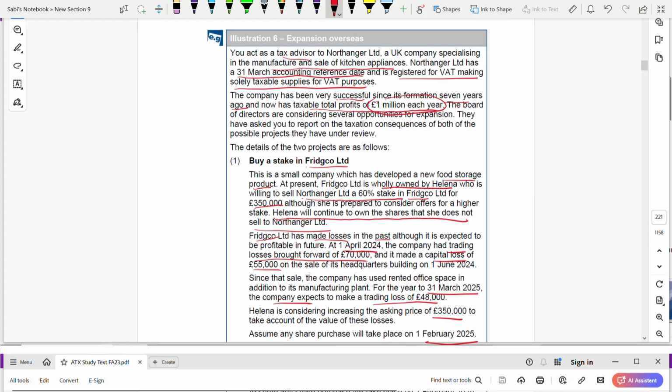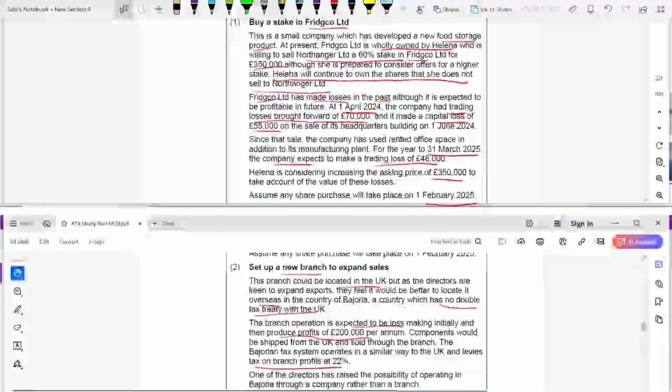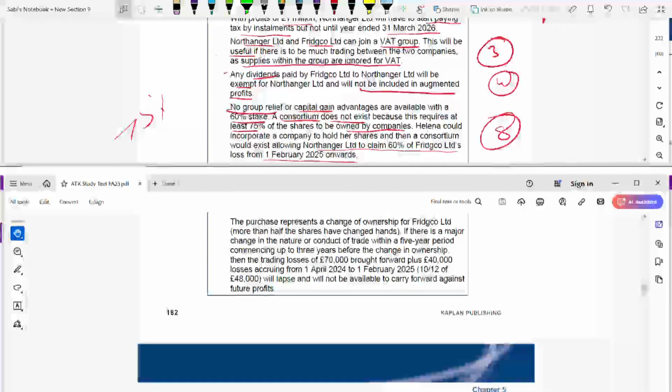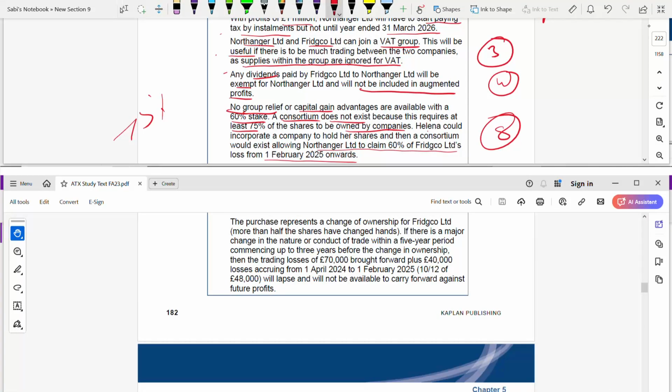Okay, so now next, 5. What is the sixth? See, there's a change in ownership. Sixth is the change in ownership. The impact it will have is a big thing. So this purchase represents a change of ownership. Okay. Why? Because more than half of the shares has changed hands. If there's a major change, you have to talk about change in nature or conduct of trade also.